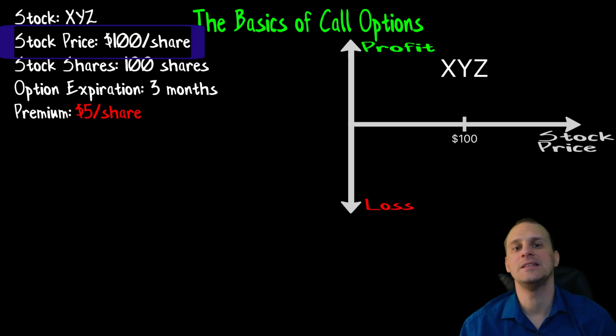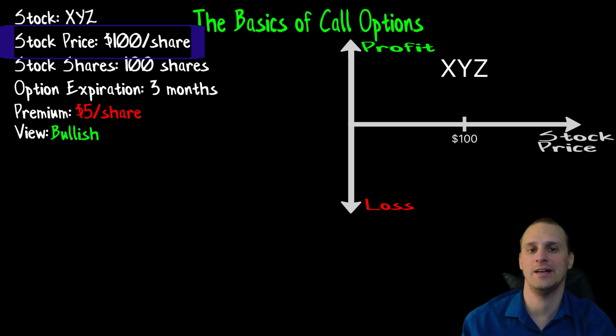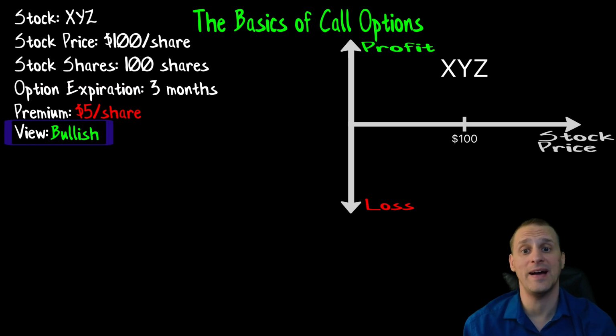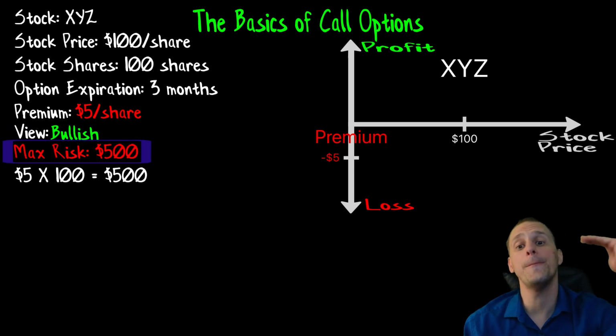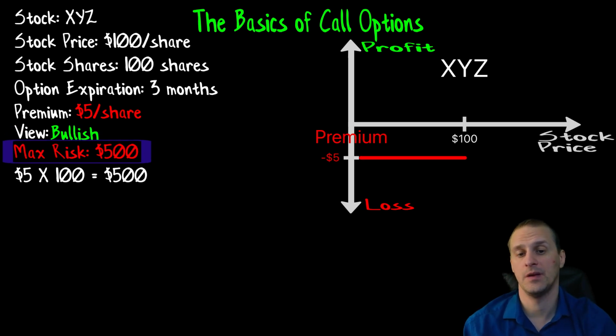Brad thinks XYZ will go up a lot. So we can see that Brad is bullish on the stock. It costs $5 a share. So his total risk for the call option is $500. This is the max amount he can lose.